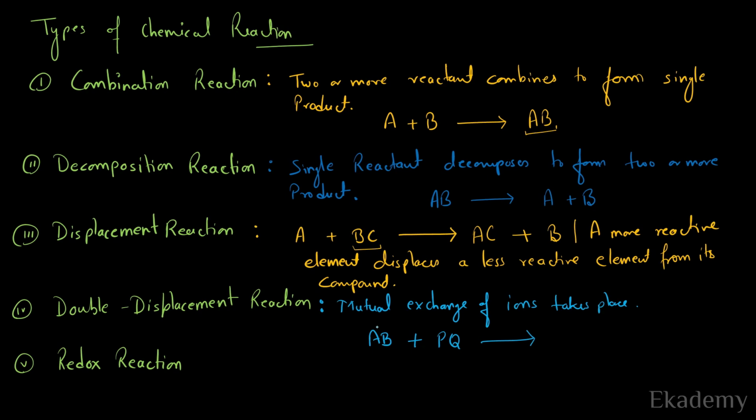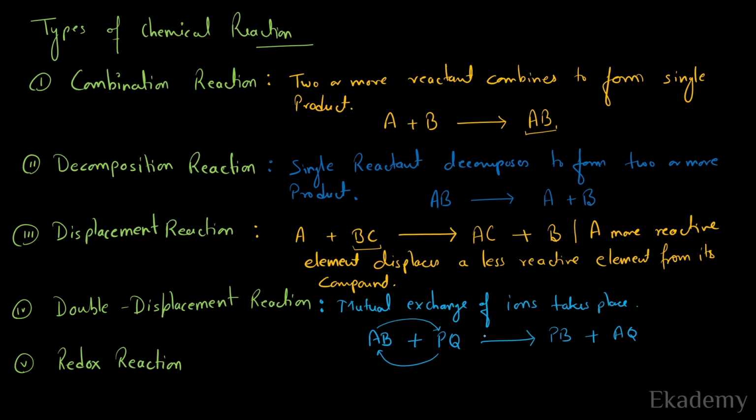So A will displace P from its location, and this displaced P will occupy the position of A. So basically the product will be P is occupying this position, so PB is one product, and A is occupying this position of P, so AQ is another product. So this type of reaction where mutual exchange of ions are taking place is called double displacement reaction.